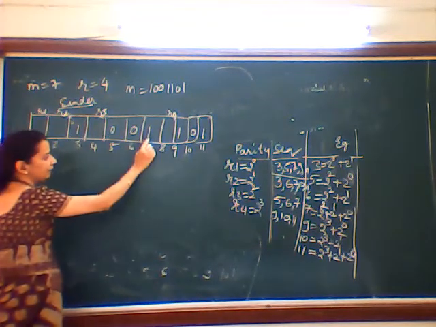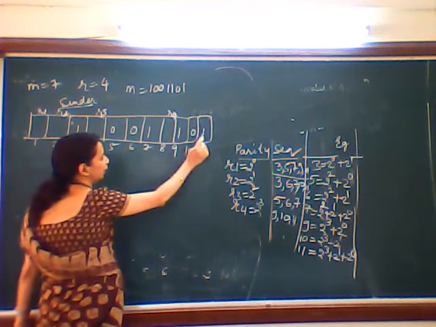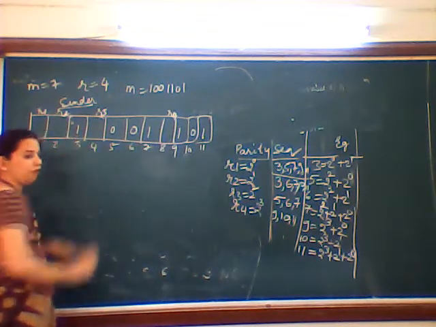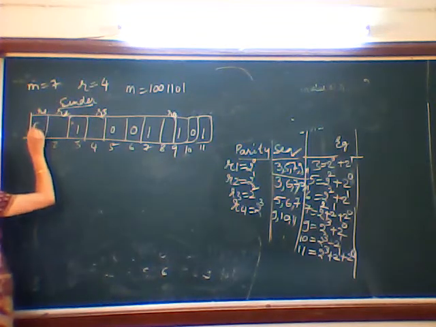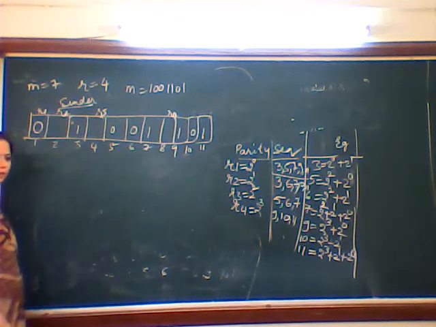5, 7, 9 and 11. 1, 2, 3, 4. 4 ones are there. That means what should be the parity? Even number of ones, no? So parity will be equal to 0.